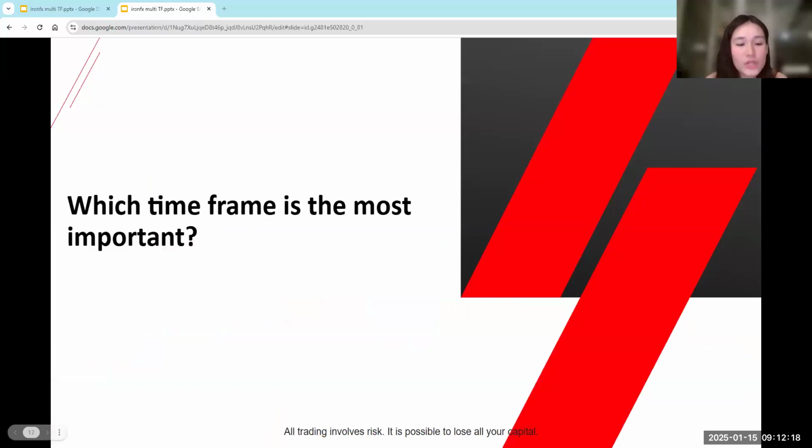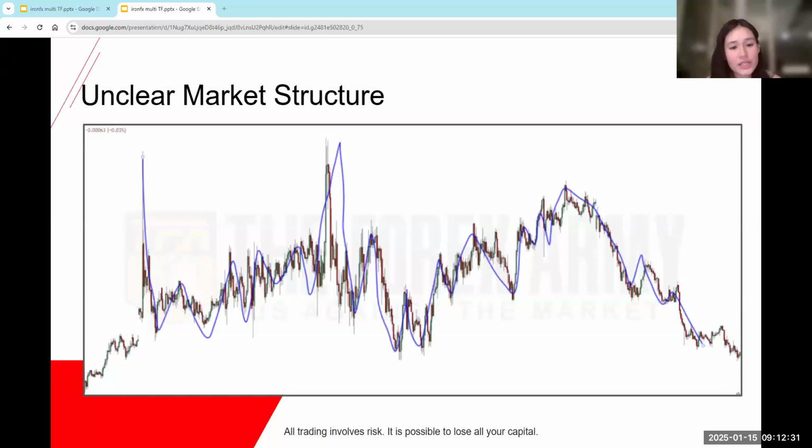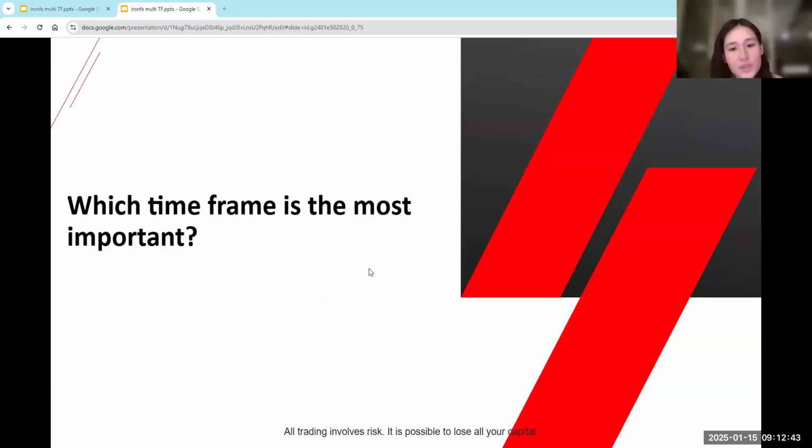Okay, so which time frame is the most important? One thing that we can do to find clearer market structures is adjust your time frames so that the market structure is clear. For example, if we look at the previous slide, an unclear market structure, just because you open a chart and it looks like this doesn't mean that you can't use it completely. You can still adjust the time frame and look for market structure that's clearer on the different time frames.